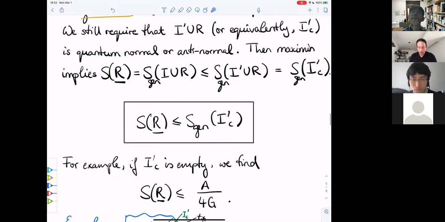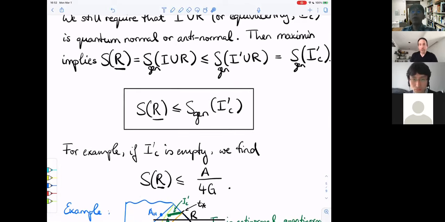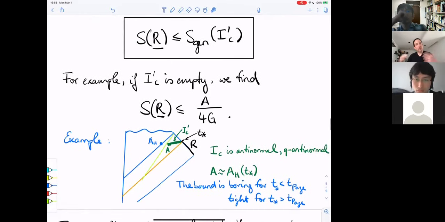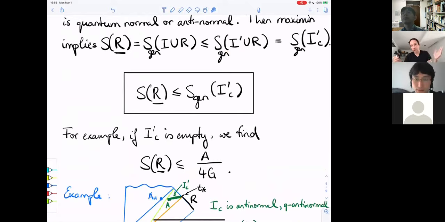This doesn't look all that dramatic at first. The only difference so far is that I can't conclude that the island is non-empty, because I wasn't assuming anymore that this had to be less than that. But what we can now do is notice that in many situations of interest, this complement region might be essentially the entire spacetime outside of some small sphere around the black hole, or some small surface just enclosing the black hole. Because remember, those are the kind of surfaces that make for very good I prime candidates. They're normal. So the complement region is going to be everything else in the spacetime.